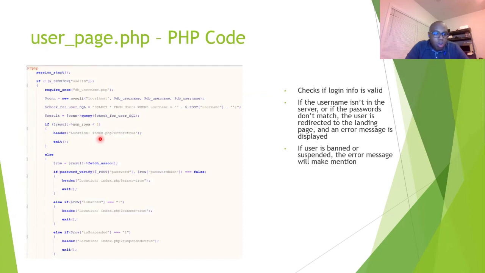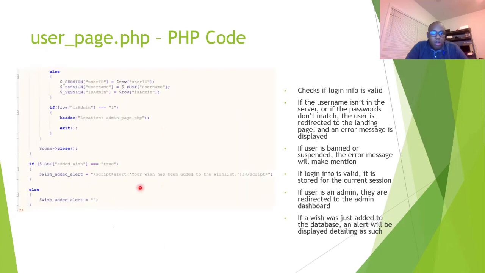As for the PHP code, it checks if the provided login info is valid. If the username isn't in the server, or if the passwords don't match, the user is redirected to the landing page and an error message is displayed. If the user is banned or suspended, the error message will make mention. If the login info, however, is valid, it is stored within the current session. And if the user is an admin, they will be redirected to the admin dashboard. If a wish was just added to the database, an alert will be displayed detailing as such.